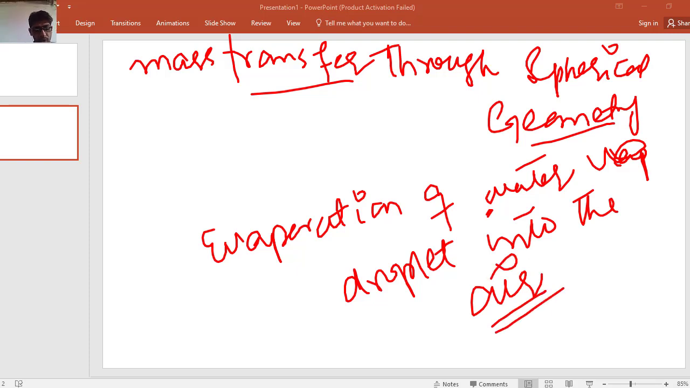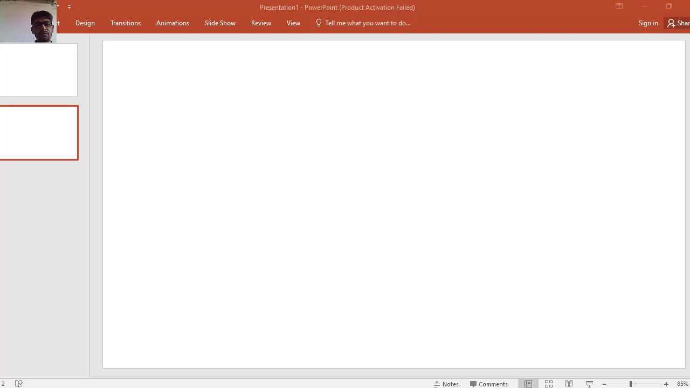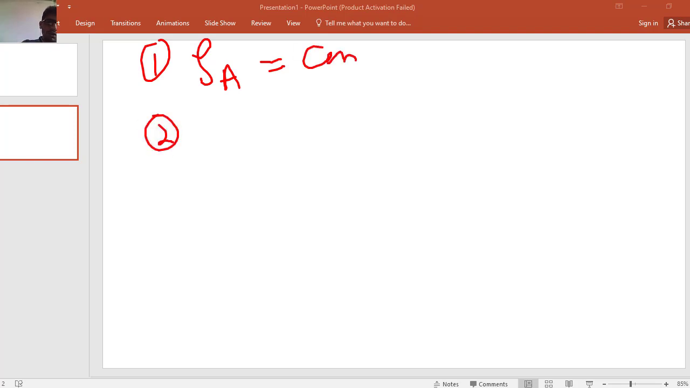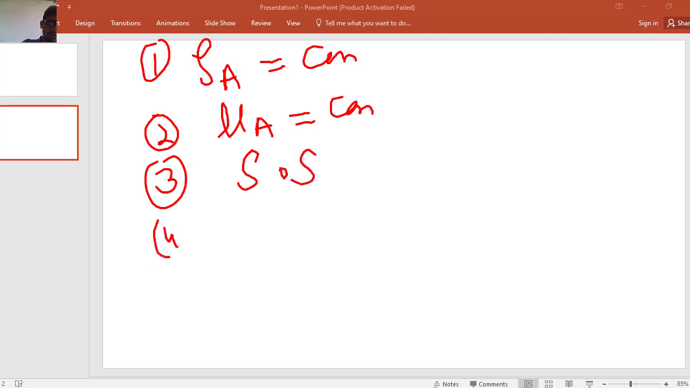We will make some assumptions in this lecture. The first assumption is that the density of water, denoted by rho A, will be constant. The second assumption is that the viscosity of water will be constant. The third assumption is that the evaporation of the water droplet into the air will be a steady state process. It will be a slow process. The density of water will be constant.